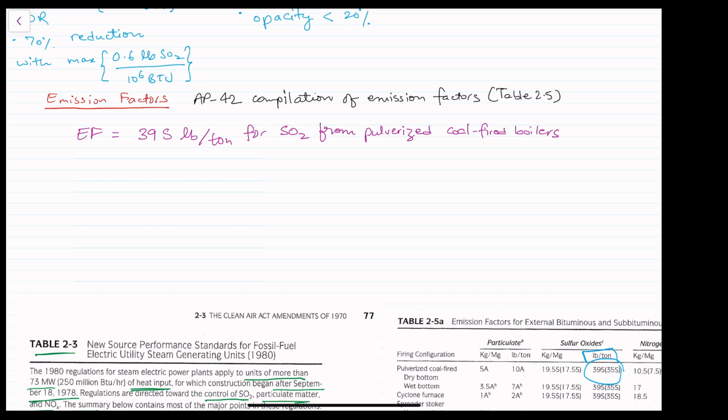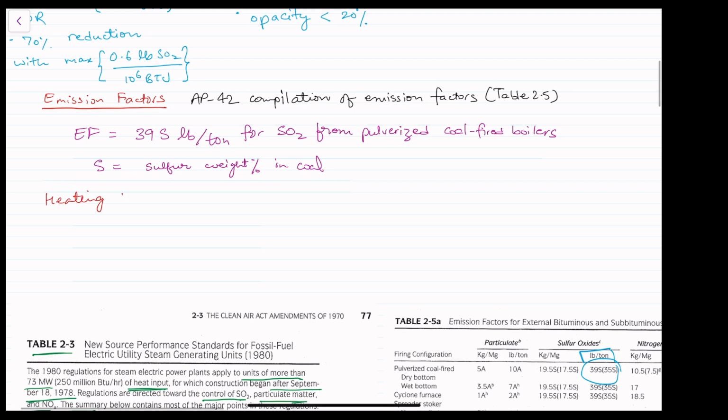Where S is the sulfur weight percentage in coal. And another thing that we are going to be using in the problems is the heating value.